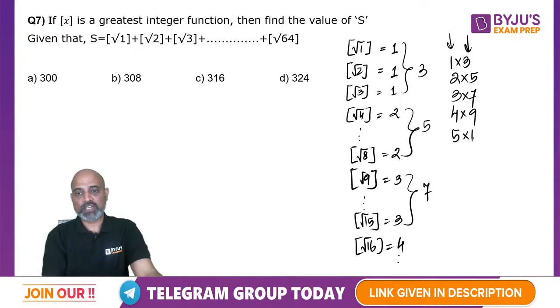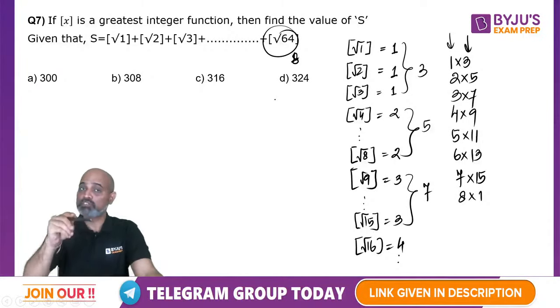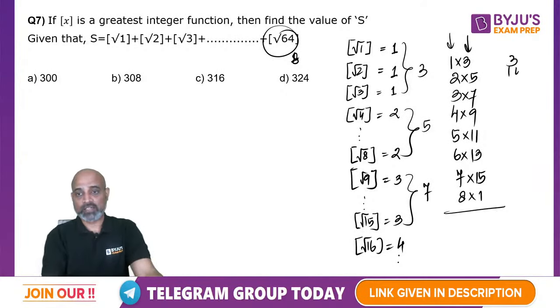5 will be found 11 times. 6 will be found 13 times. 7 will be found 15 times. But 8 will be found just once. Sorry, this is 8; it will be found only once. Square root of 64 is there only once. So this is 3, 10, 21, 36, 55, 78, 105 and 8. Do you think I'm really going to add it?